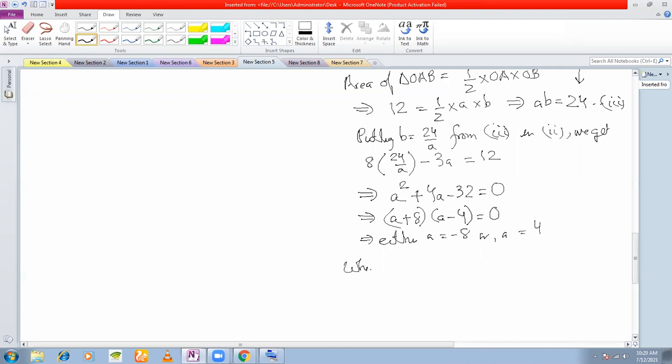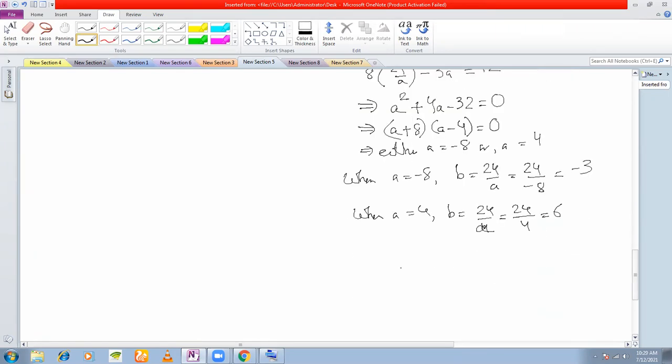So when a is equal to minus 8, what is the value of b? b is equal to 24 by a, which is 24 by minus 8, which is equal to minus 3. When a is equal to 4, b is equal to 24 by 4, which is equal to 6, right? So these are the values of a and b that we are getting.